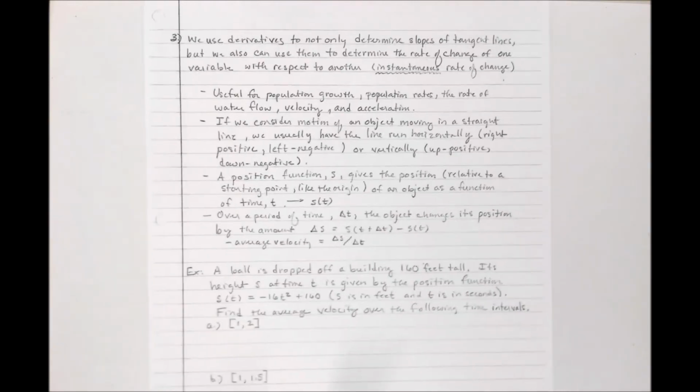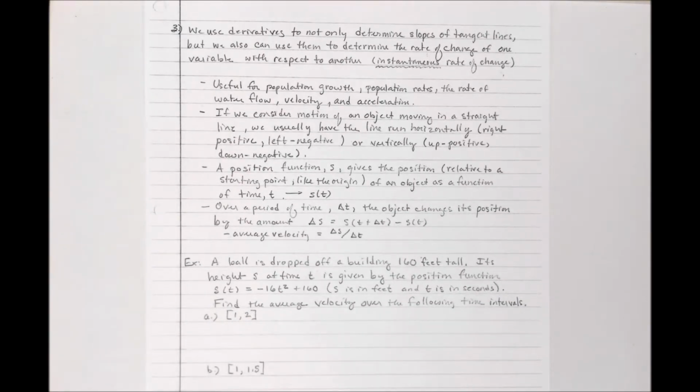All right, a little bit more. Okay. Now, it says here we can use derivatives to not only determine the slopes of tangent lines, but we can also use them to determine the rates of change of one variable with respect to another. All right, this is really key, because what is slope but a rate of change? So when we are looking for not a constant rate of change like we did back in our algebra days, but an instantaneous rate of change. Think about population growth, population rates, rate of water flow, of velocity and acceleration. Those are all the different kinds of rates that we might be interested in, and that's where the derivative comes into play.